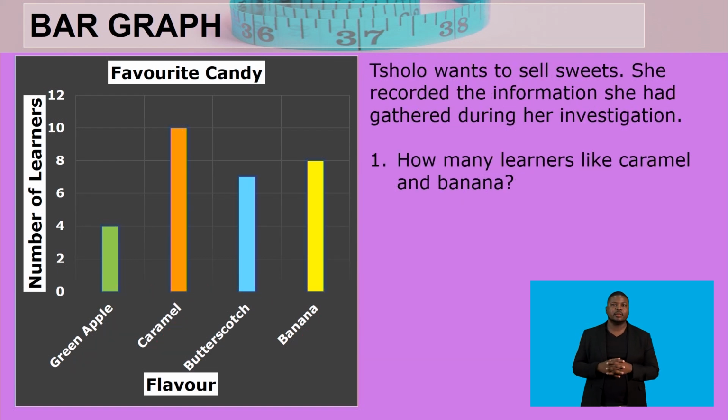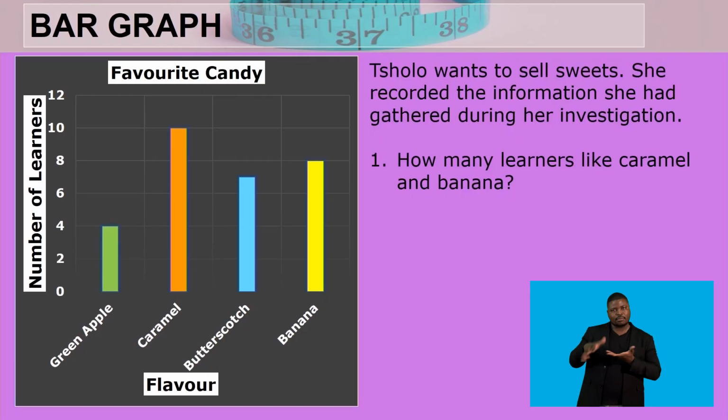Okay, let's look at this question. Tulu wants to sell sweets. She recorded the information she had gathered during her investigation. So remember, before you want to sell anything, you need to first do your investigation and check what people prefer, so that you make sure you're selling things that people will prefer, which means they will buy.